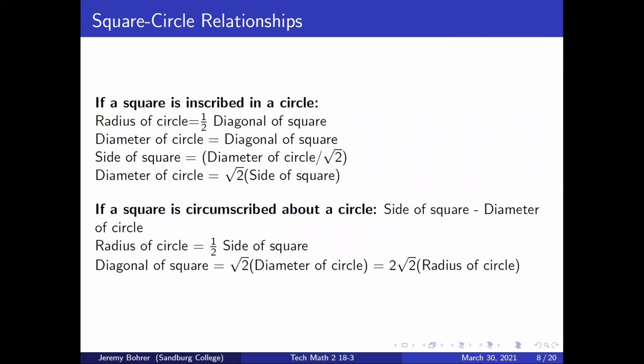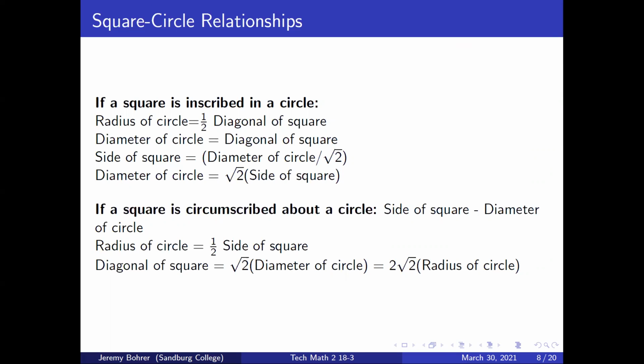If a square is inscribed in a circle, the radius of the circle is 1/2 the diagonal of the square. The diameter of the circle is equal to the diagonal of the square. The side of the square is equal to the diameter of the circle divided by the square root of 2. And the diameter of the circle is equal to the square root of 2 times the length of the side of the square.